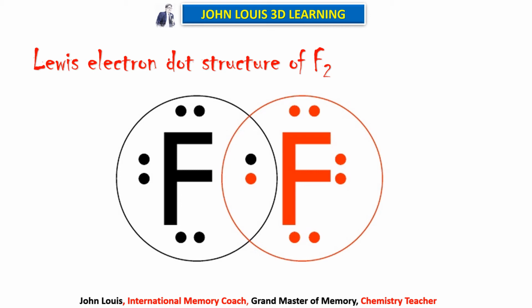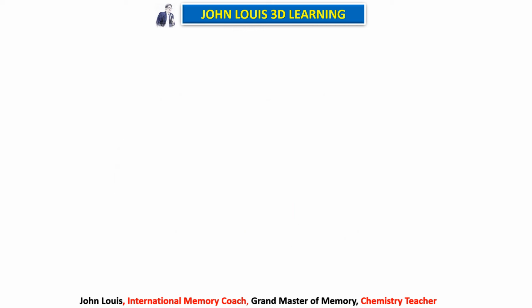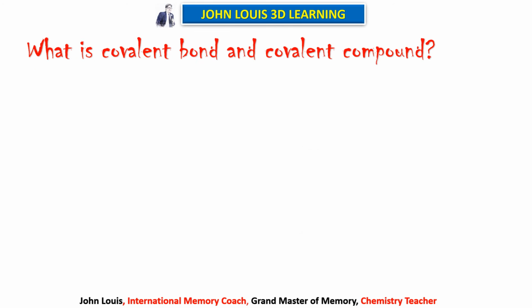Now you see here, the black fluorine shares one of its electrons, the red fluorine also shares one of its electrons, and they share that electron pair equally. Now both the fluorine atoms have 8 electrons each, isn't it? So it becomes very easy to understand with this diagram. Now let us try to define what is covalent bond and covalent compound.